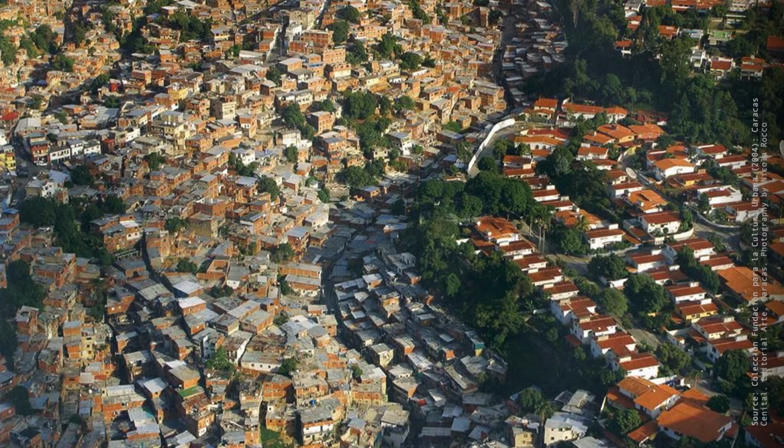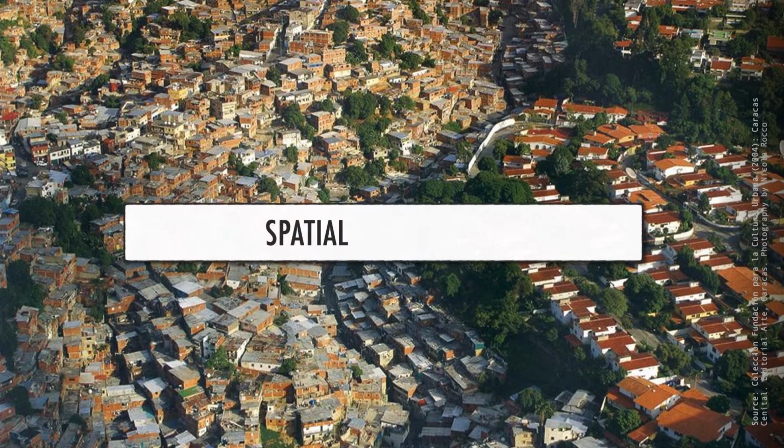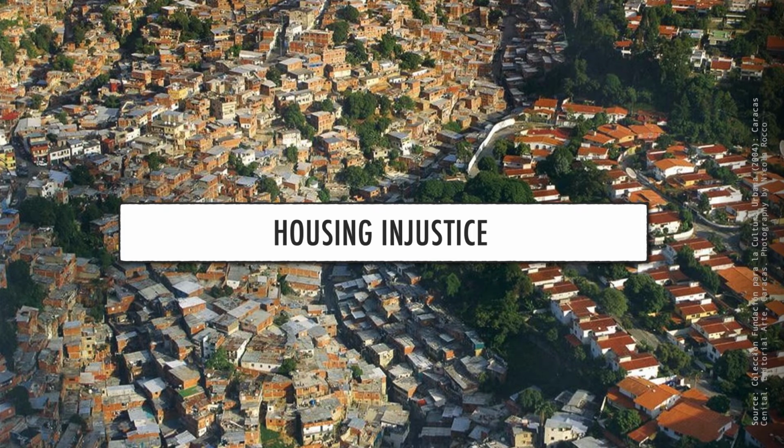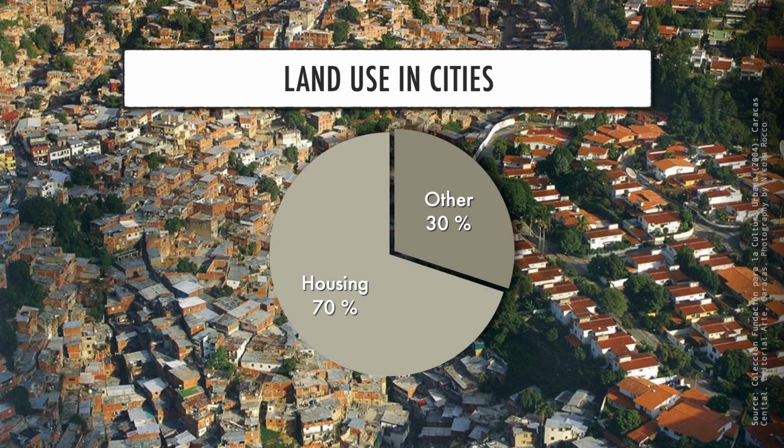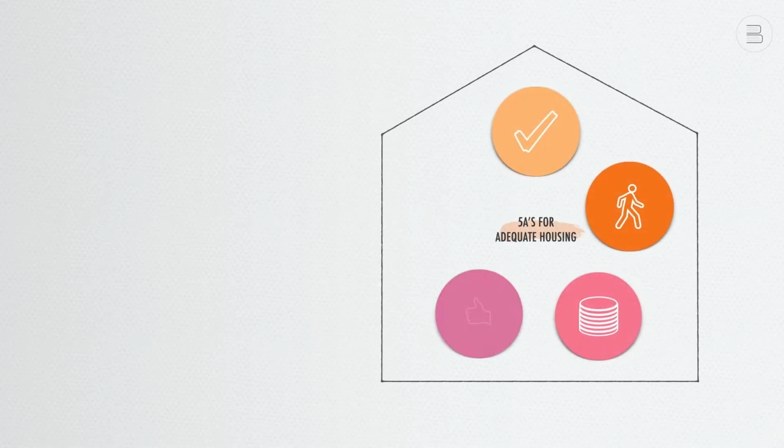You can see that there is a big difference between the housing morphology of the left and the right. A process of spatial segregation seems to be going on as reflected by the housing conditions. This is what we call housing injustice, and because housing usually represents 70% of all land use in cities, it has a large impact on the way cities are socially and spatially constructed. In the following slides, Alonso will introduce you the 5A principles.